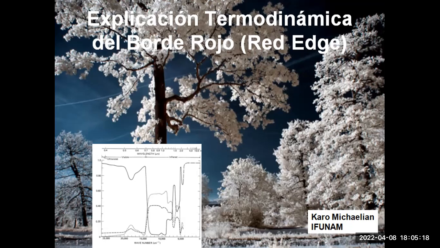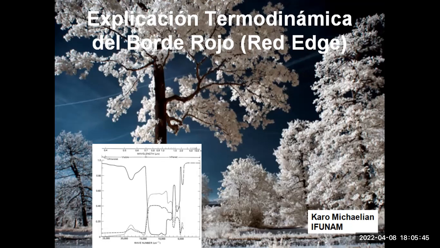The absorption drops very quickly, and so most of the light, in fact, is reflected. What's not being absorbed is being reflected or transmitted. And this red edge seems to be a very prominent feature in many cyanobacteria and plants, as we'll see in a minute. So the question is, why is there a red edge?